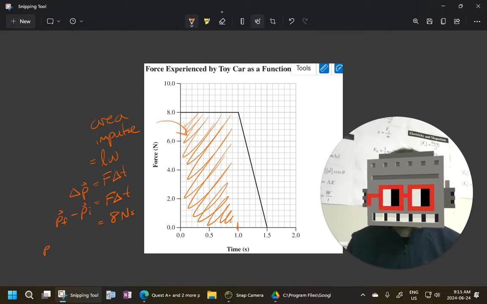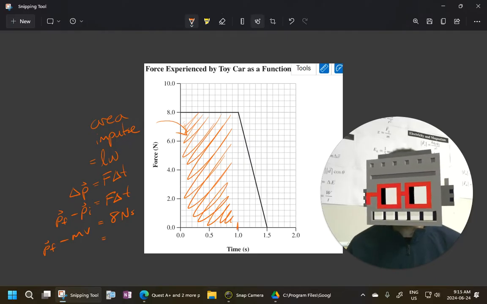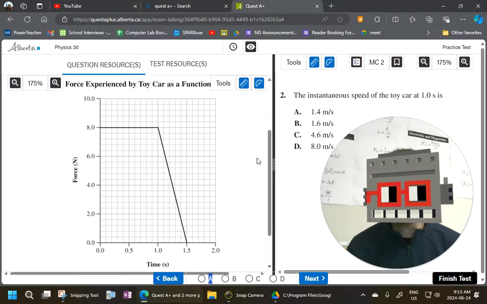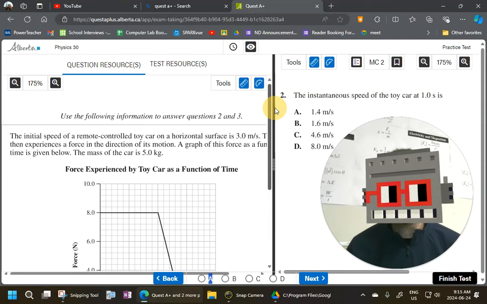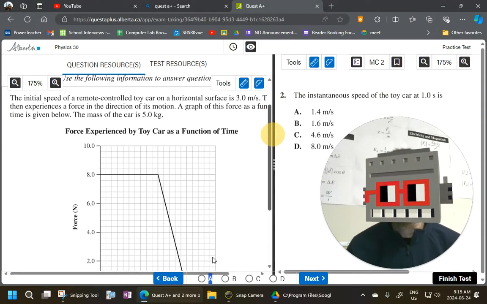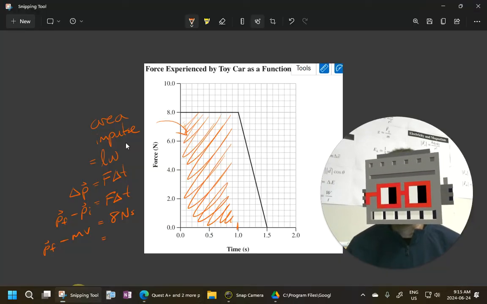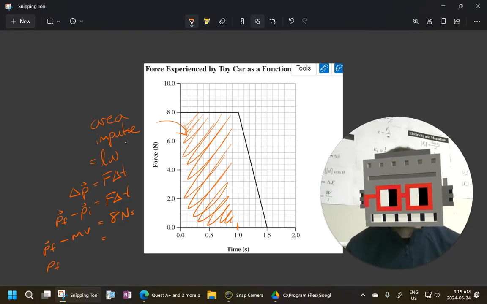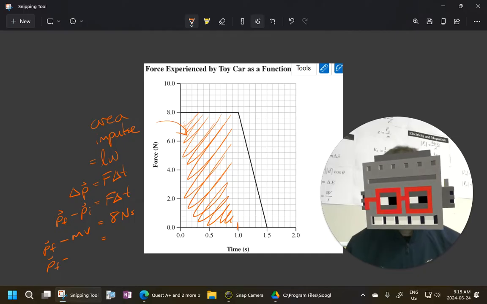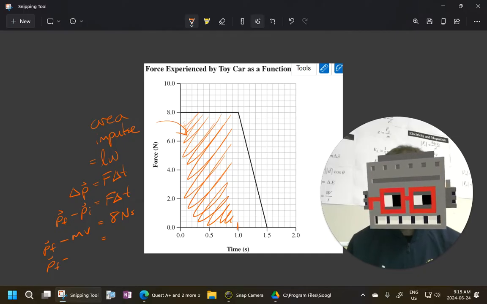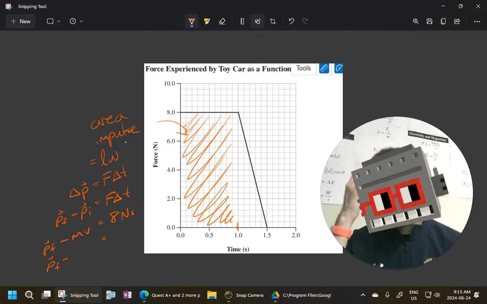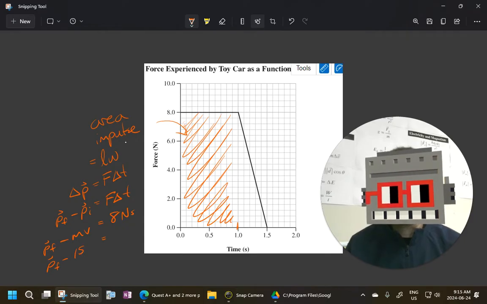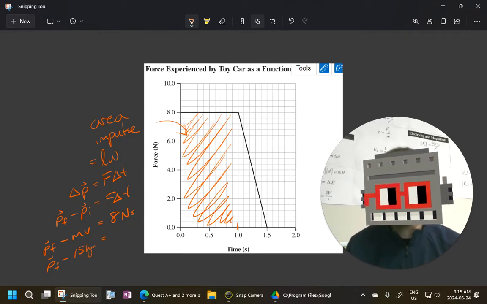Over here, to get my initial momentum, I'm going to go mass times velocity. So I have to go back to my question. I just got to figure out what the mass and the velocity of this car is here. So it's a 5 kilogram car, velocity is 3 meters per second. So we got mass times velocity. What did I say? It was 5 times 3, so it's 15. So 15 kilogram meters per second.